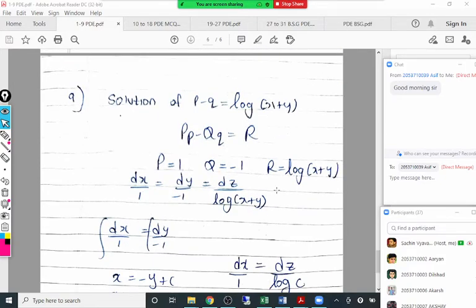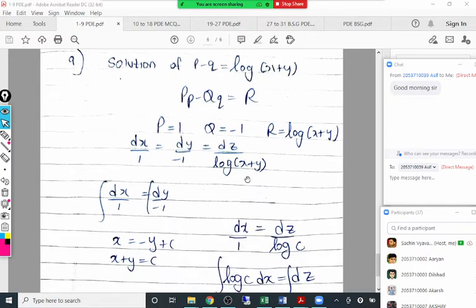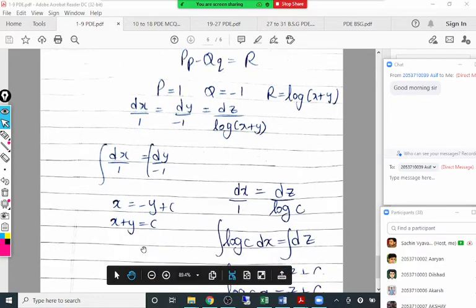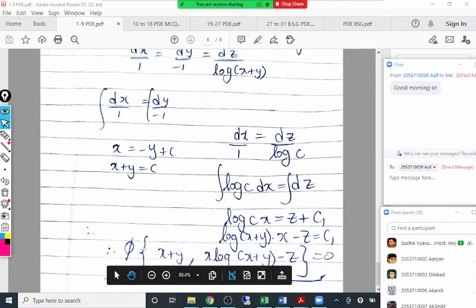Ninth, again it is in Lagrange's form. p minus q is equal to log of x plus y. So Pp plus Qq equal to R form is taken. So from the first two ratios we got one answer. But here now this is one most important thing. This question may be the first time you came across.